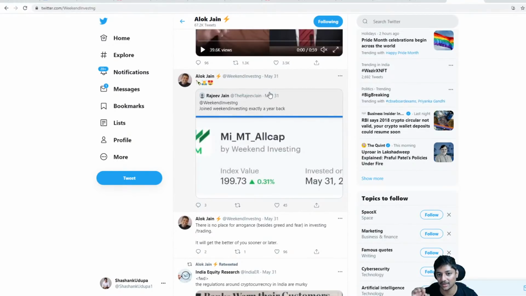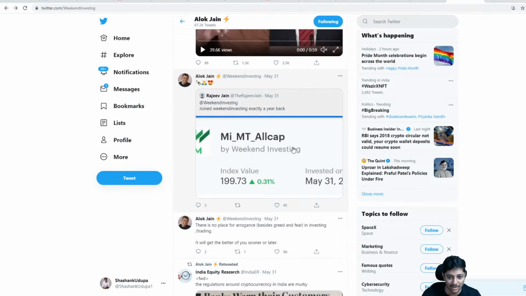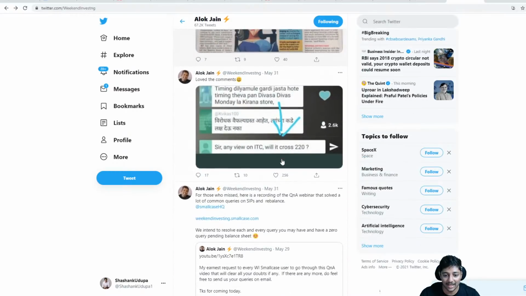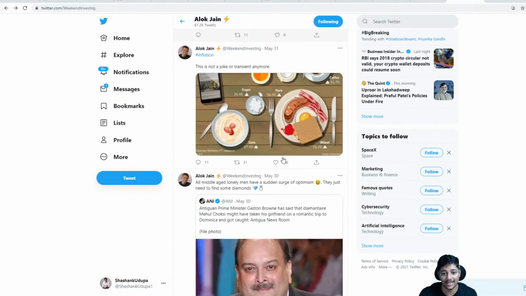Okay, guys, May 31st, he tweeted something about Shsg all cap, and the index value. Someone who invested exactly last year on May 31st, 2020, has made double their money right now in 1 year on a fund like this. So in actually 1 year, they have made double. And I keep following him, so I keep seeing what he keeps doing. Even though I've not bought anything of his, I keep reading what he does on Twitter.